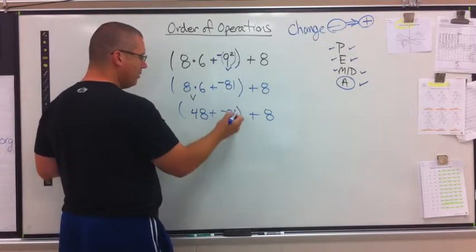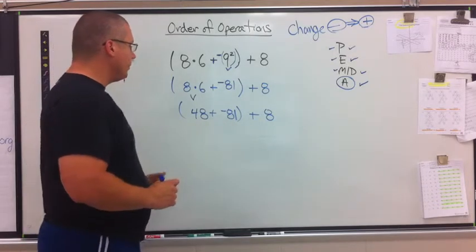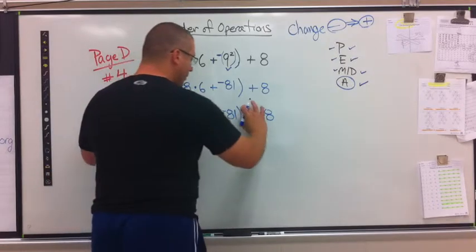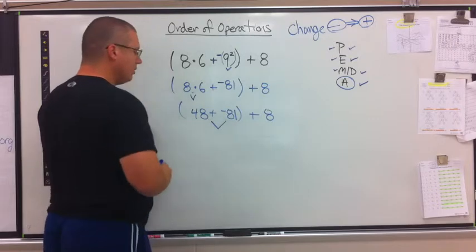Sorry, plus 81. What am I missing? 81. I knew it didn't look right. So there's my 81. Took care of the multiply inside the parentheses. Next up, I still have parentheses in my expression. So now I have to take care of this.